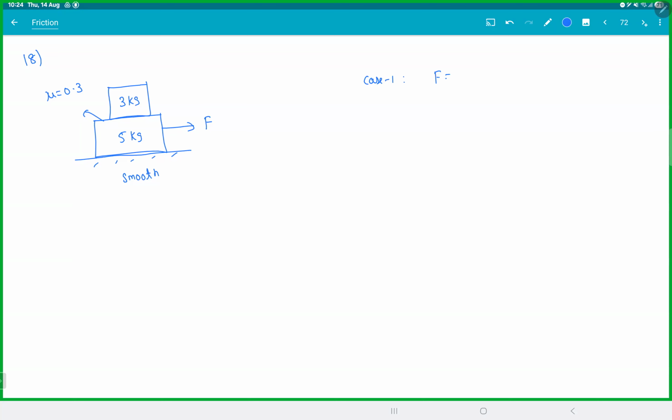Let's say case 1, F is equal to 8 newtons. Case 2, F is equal to 40 newtons. Find acceleration and the friction between them. Same thing, I just changed the numbers and I kept the force down. Finish off, last one for the day.